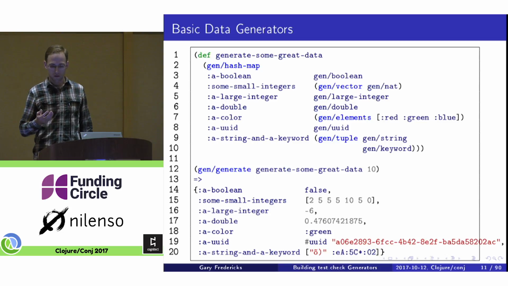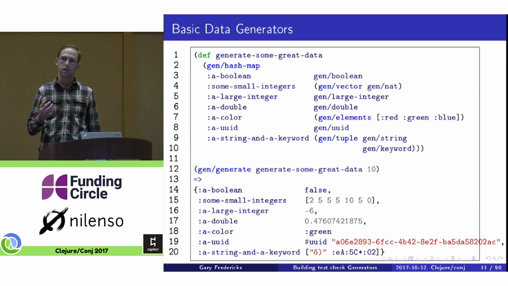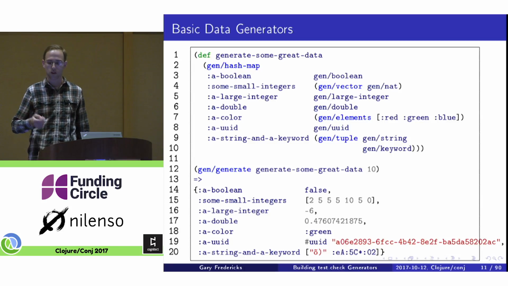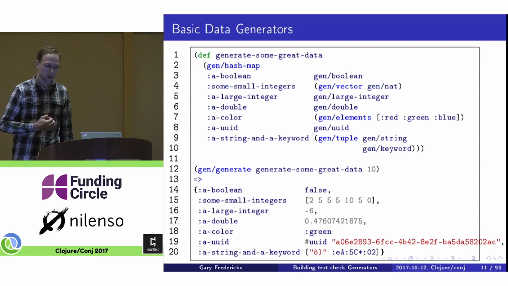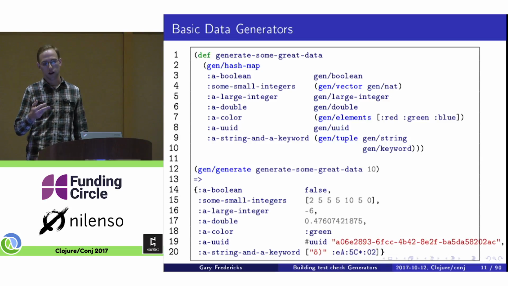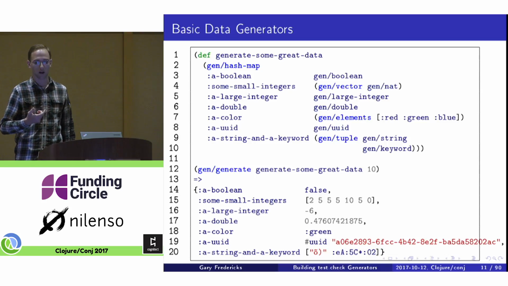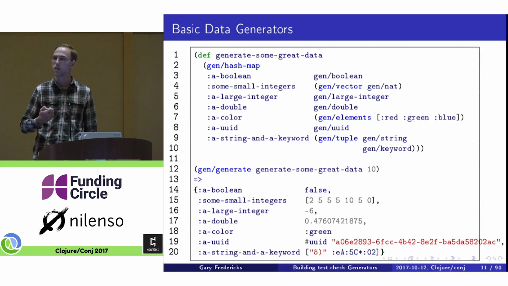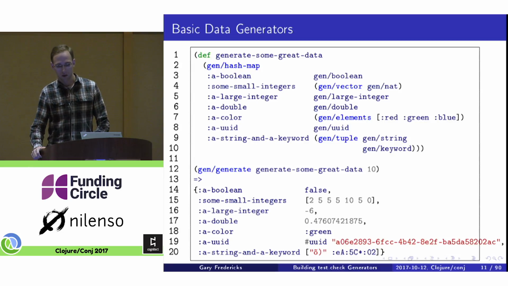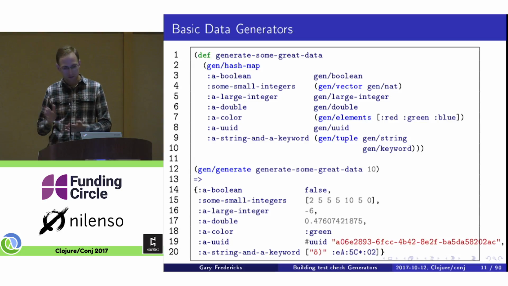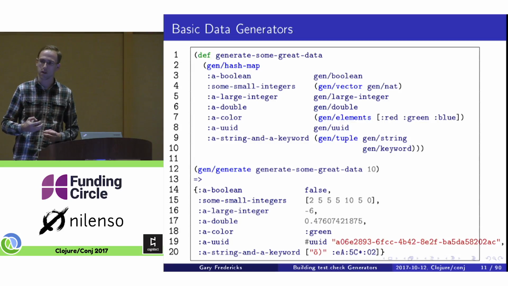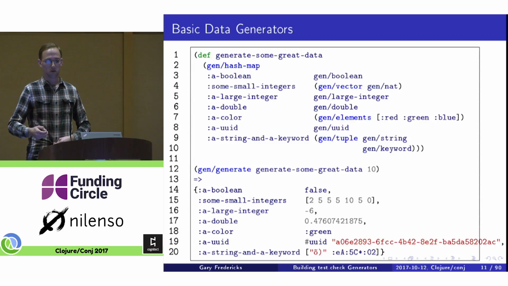There's a function called elements on line 7 that takes a collection of values, and it will give you a generator that just picks randomly from that collection. So you can see on line 18, we just picked one random color. There's also a tuple generator so that you can generate collections that are heterogeneous. So if you pass in, say, 2 different generators, it will generate you a pair where the first thing comes from the first generator, the second from the second. And then the whole expression here is a call to the hash-map function on line 2, and you pass it the key value pairs with keys and generators for values, and it will generate you a map with the same keys taking the values from the corresponding generators.